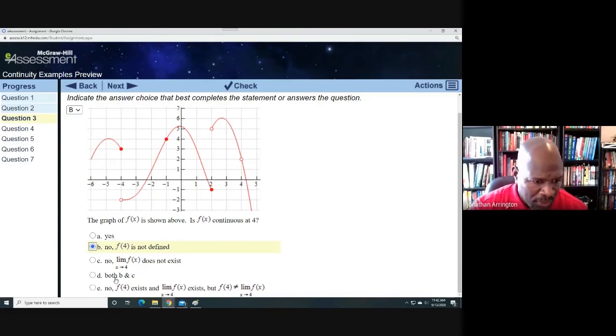Now, of course, what this one is saying, both B and C, so also that the limit does not exist, but the limit does exist. You can see there, the limit equals 2. So it's just the fact that f of c was not defined that caused this particular issue. Let's look at our next one.